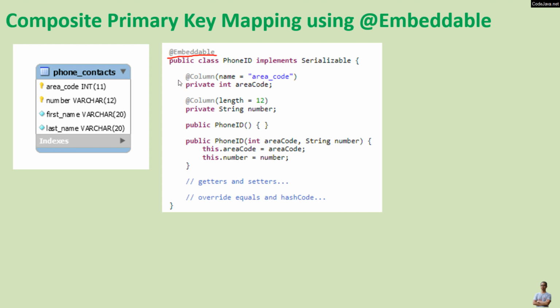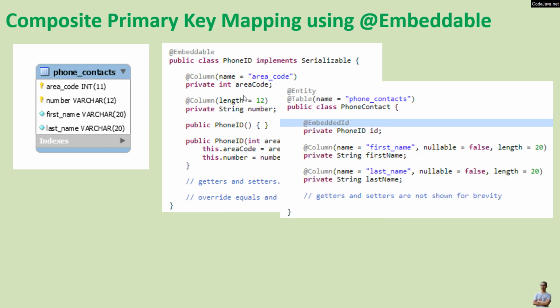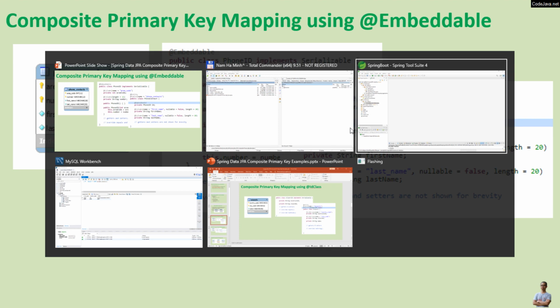And we specify the field mapping right inside the ID class using the Column annotations like this. The two fields map with the two columns in the composite primary key in the table. And then in the entity class, we refer to the ID class using the EmbeddedId annotation like this. Okay, now let me write the code.